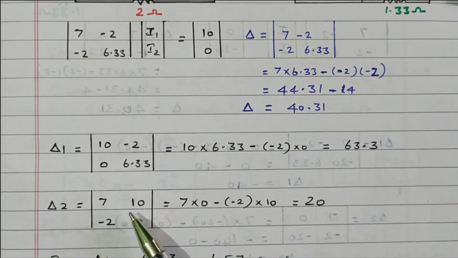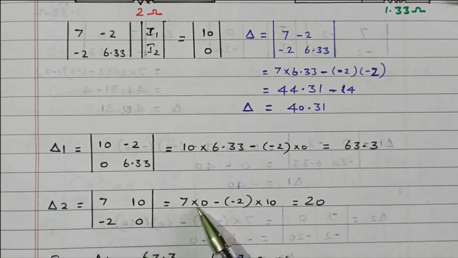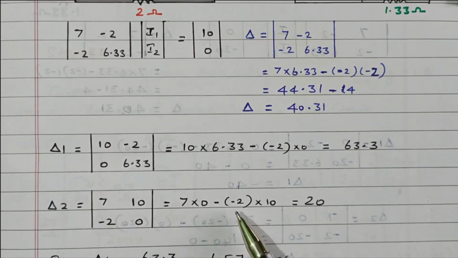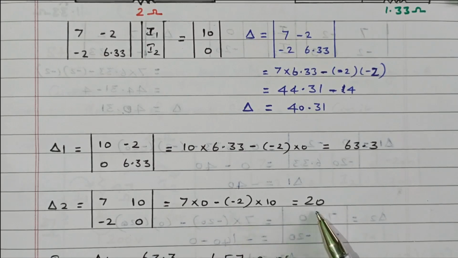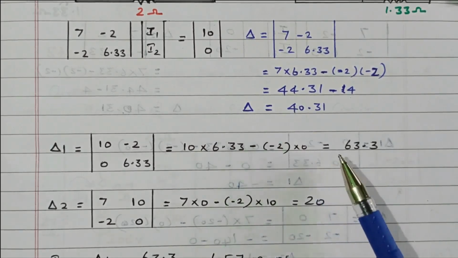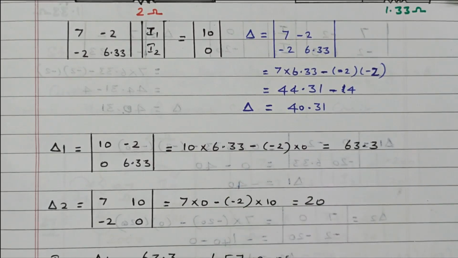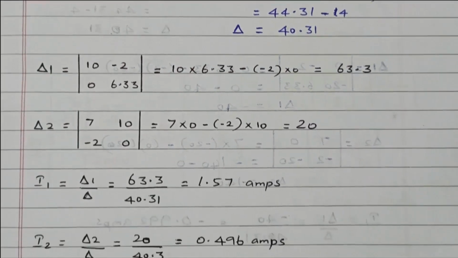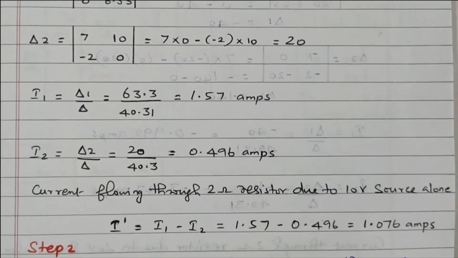Delta 2 is 7, 10, minus 2, 0. So 7 into 0 is 0 minus of 10 into minus 2. Already here minus 1 is there, here also minus there. So 2 into 10, 20. Right? Now we calculated the delta 2 value also. Del value available, delta 1 available, delta 2 also available. Now we'll go to the current. From that we can find the current value.